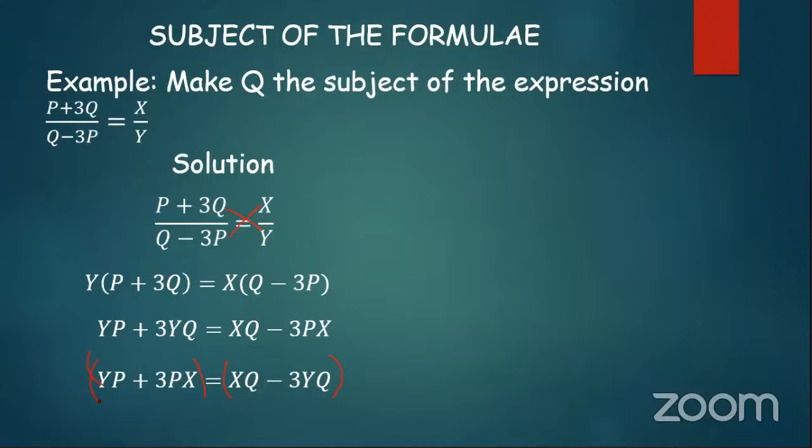So one could do it the other way. One can decide to bring the Q to this side. That one has no problem, as long as you have collected the like terms correctly.